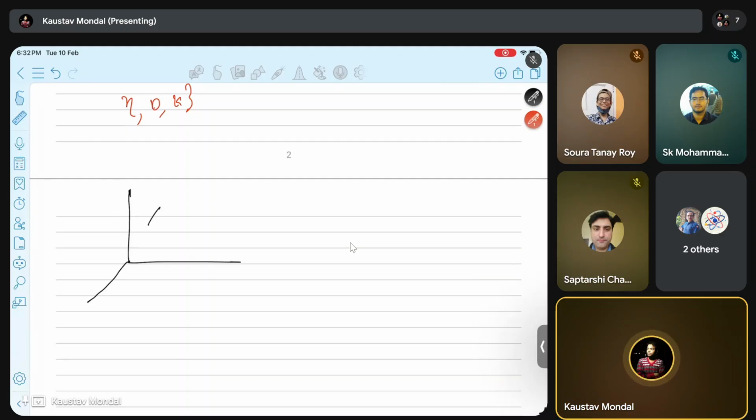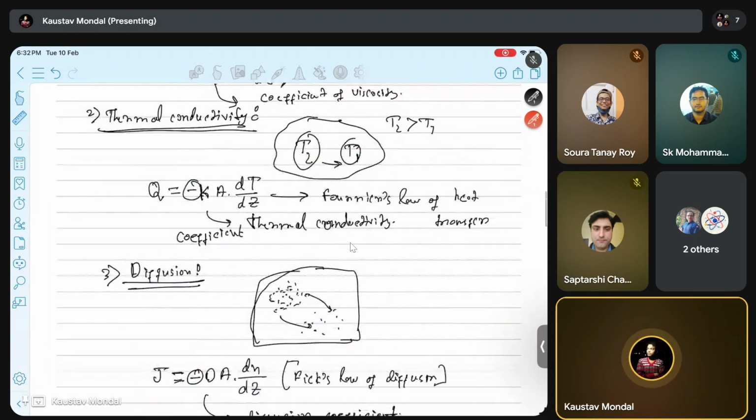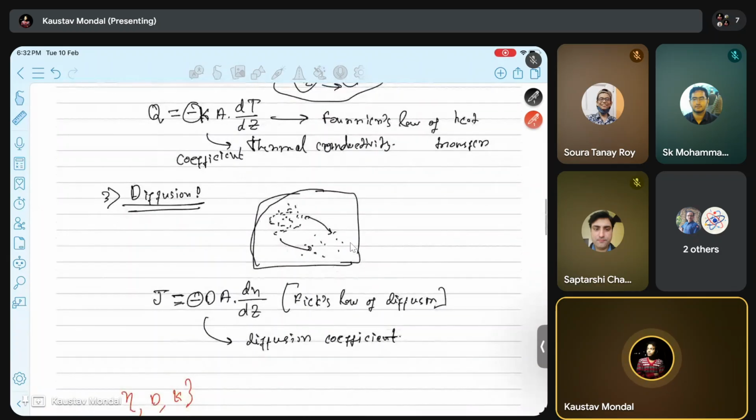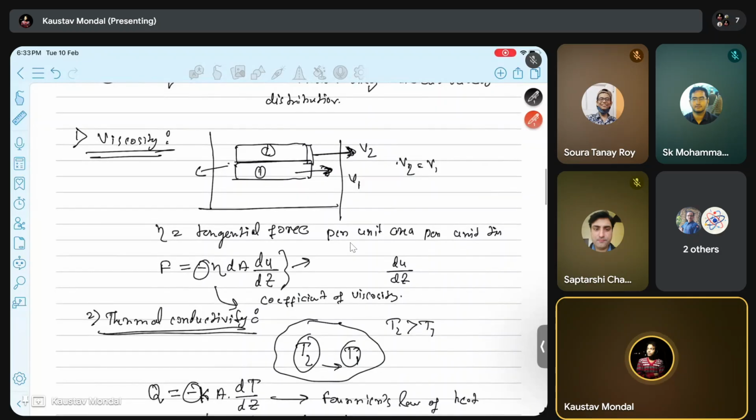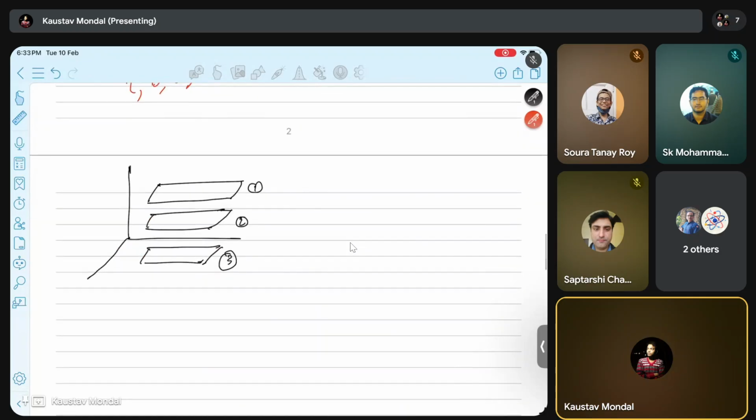So let's take three layers of the system: one, two, three. Let's consider any type of physical quantity. There are basically three physical quantities here, right? One is the concentration, another is the temperature, and third is basically the force or the velocity or the momentum of the system.